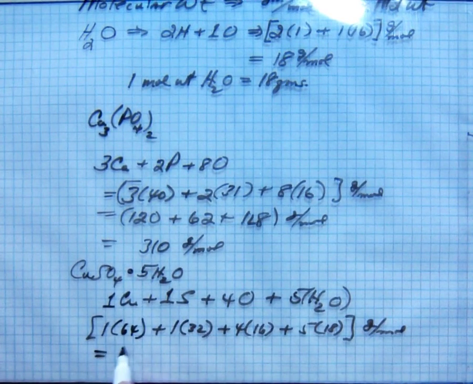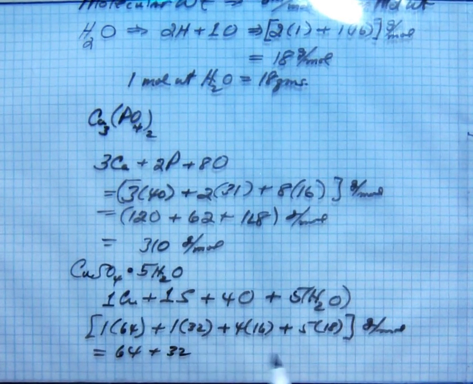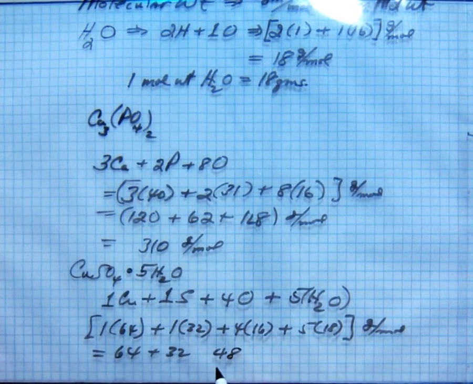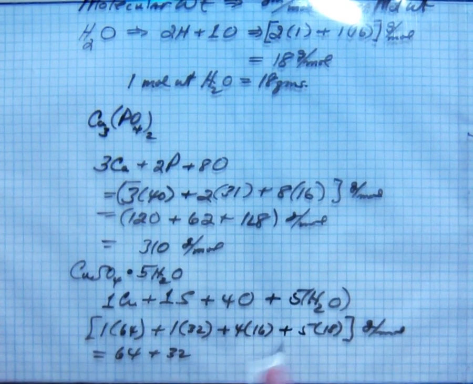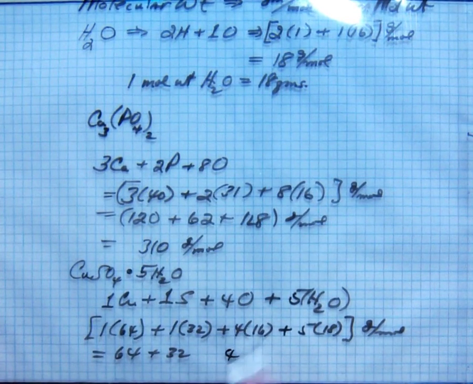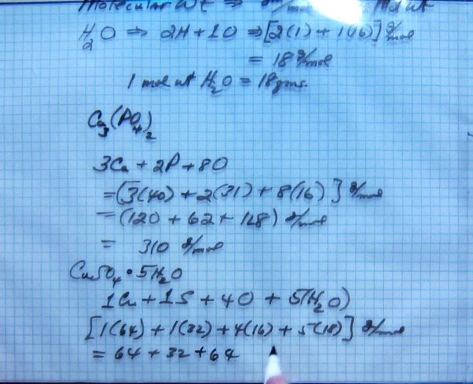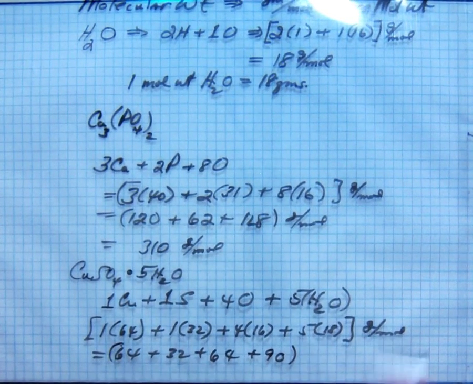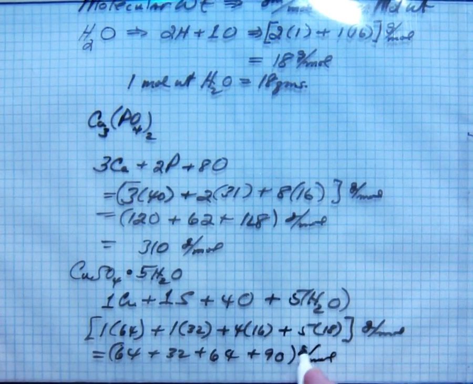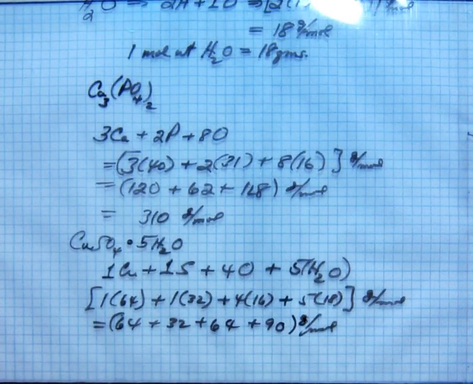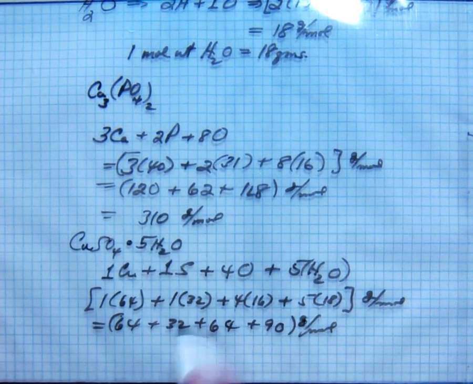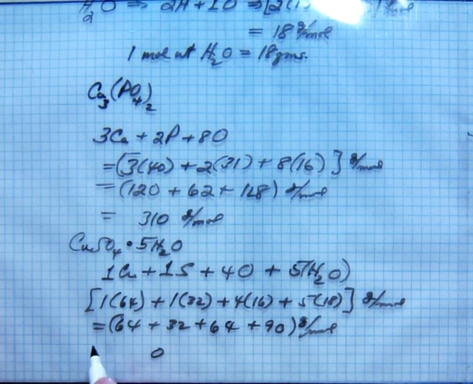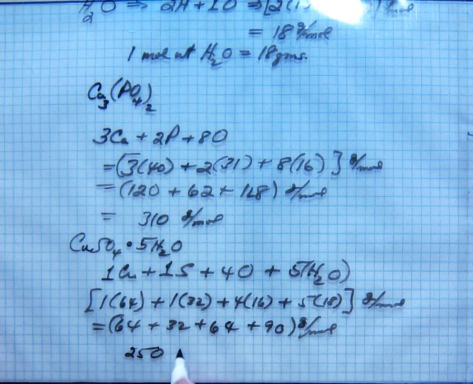So that would be 64 plus 32... Oh, sorry. 6 and 4 is 10, 64, not 48. 5 times 18 is 90. There we go, and grams per mole. And so, adding it all up, that is 250 grams per mole.